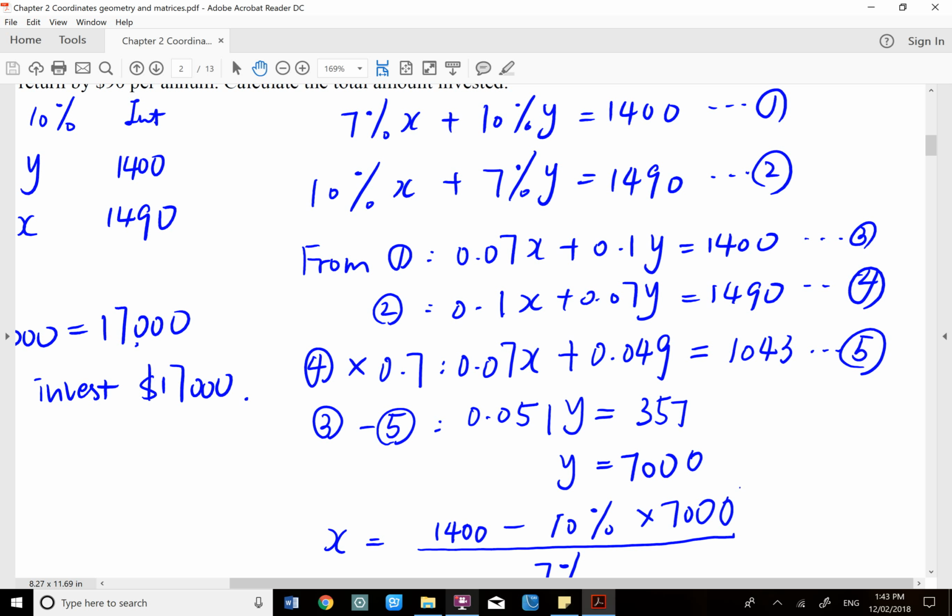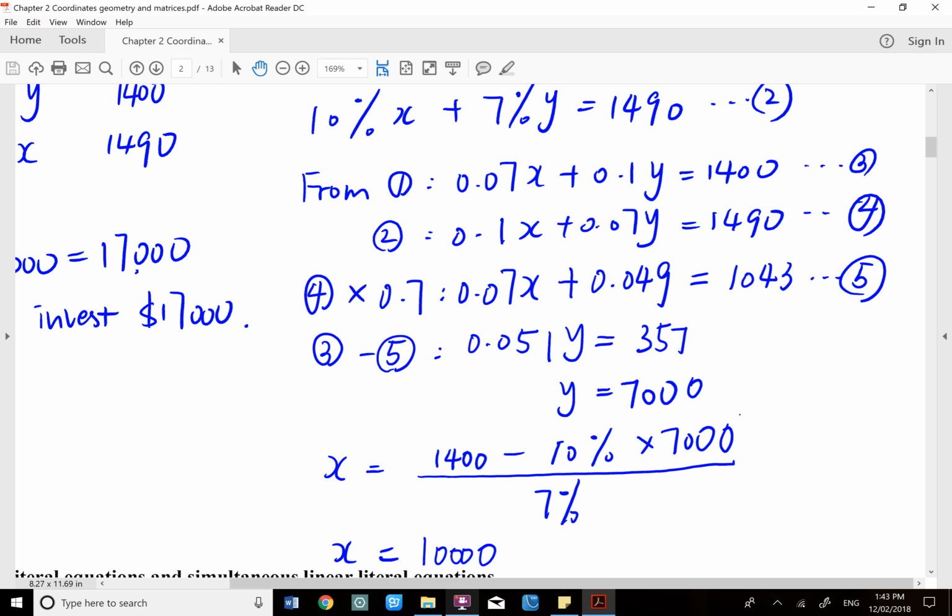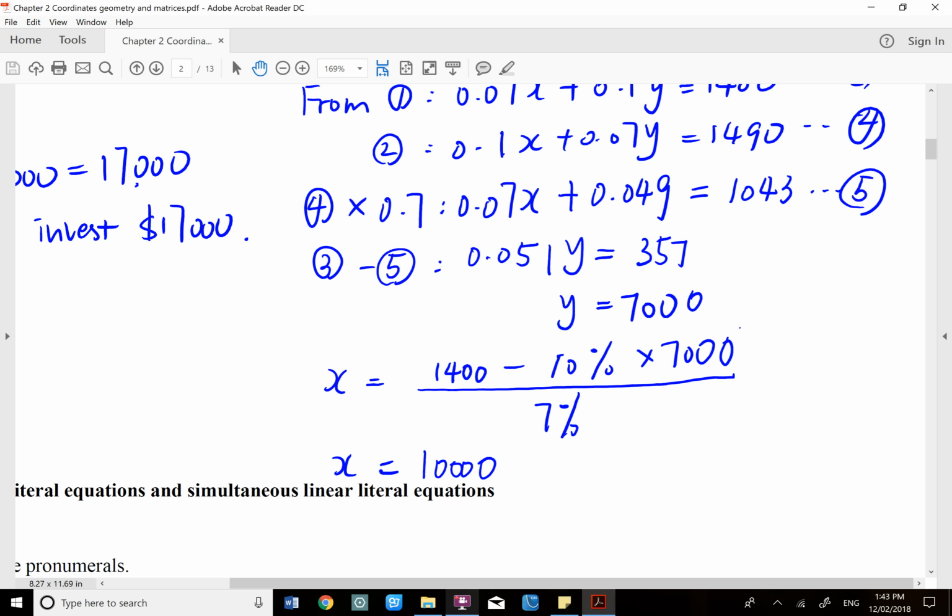I times both sides. I times that from 1, I have this 2 from this. I times 0.7 for that one because I want to make 0.07 to use elimination to get rid of the X. And then the Y subtract, I get 0.05Y equals to that, and I have Y equals 7,000. And then I substitute that back into X. I should have X equals 10,000.